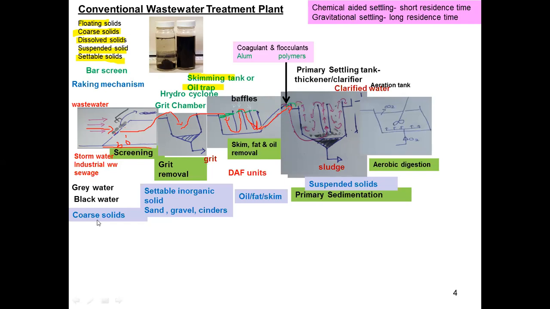coarse solids are removed from the wastewater, settleable inorganic solids are removed, oil, fat and scum are removed, suspended solids are removed. Now there are dissolved solids. Now we have to remove the dissolved solids from the wastewater. Most of those dissolved solids are organic matter. Organic matter consists of CHO: carbon, hydrogen, oxygen. Now we use the aeration tank plus another component for the removal of dissolved solids.